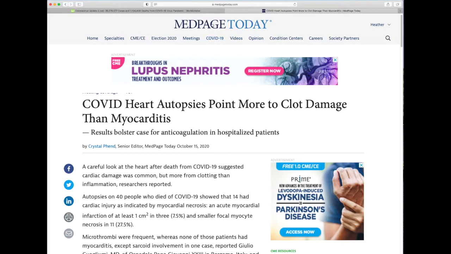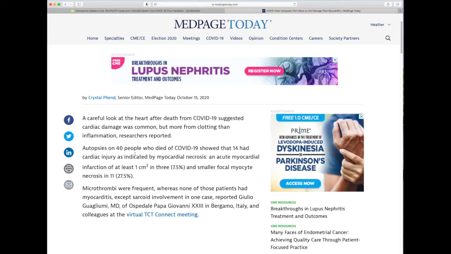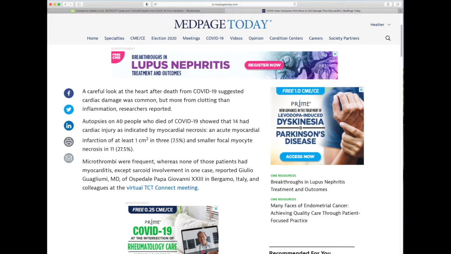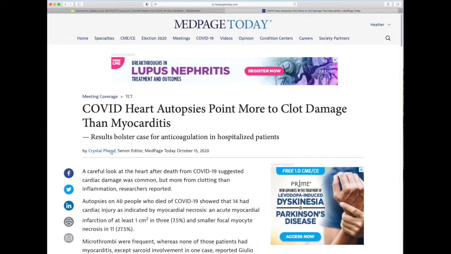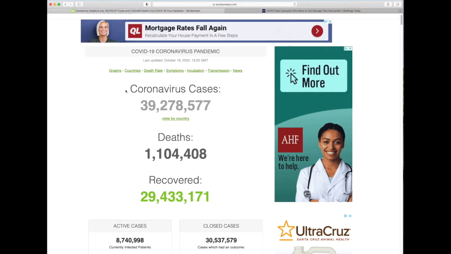So this article on MedPage today, which you can check out on your own time if you appreciate things that are real and not things that are fantasy. It's called COVID Heart Autopsies Point More to Clot Damage Than Myocarditis. Myocarditis is not the same thing as myocardial infarction, but lots of clotting. So that was a fun article to get in my email box today. But let's keep zooming in on this.